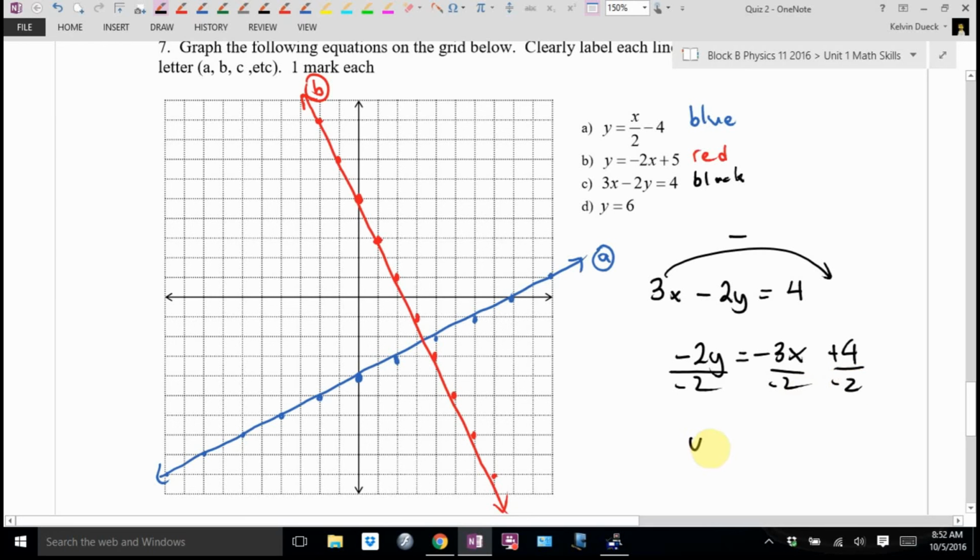So I get this. y equals, what's a negative divided by a negative? Are you positive? And then I have positive 4 divided by negative 2, minus 2. Now I can graph: y-intercept of negative 2, up 3 over 2, up 3 over 2, up 3 over 2. Is that right? I hope. Your ruler sometimes helps.